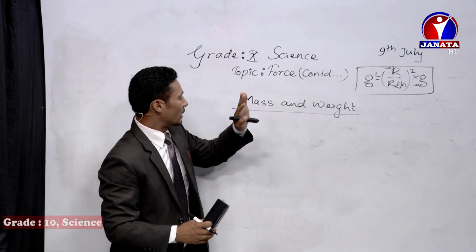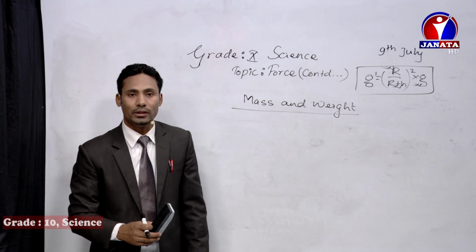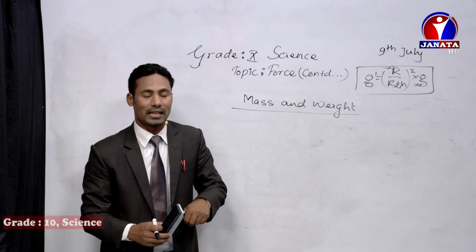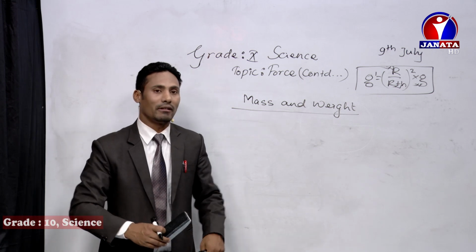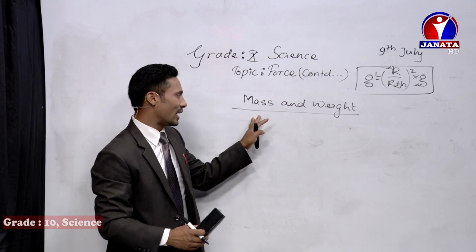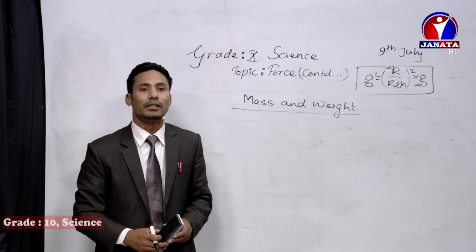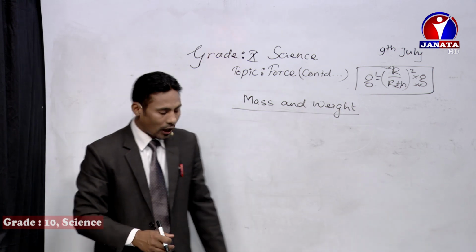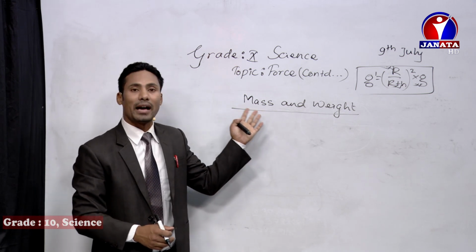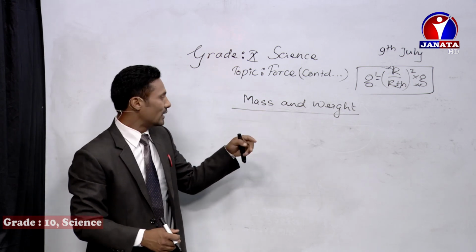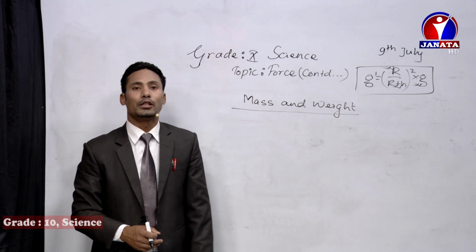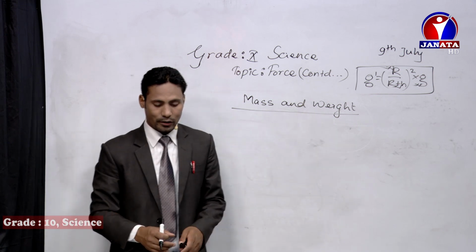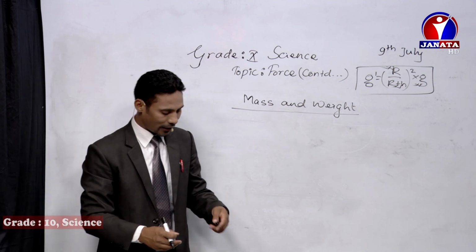This weight is measured in Newton, and mass is measured in kg. The SI unit of mass is kg, and other units like gram can also be used for measuring mass, while weight is measured in Newton, the SI unit for weight. Similarly, we can measure mass with the help of a beam balance, and weight can be measured using a spring balance. So we use the spring balance for weight, and the beam balance for mass.